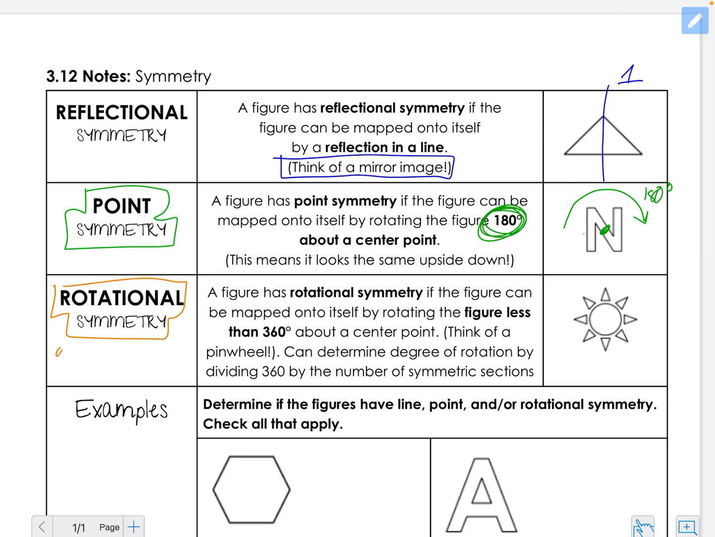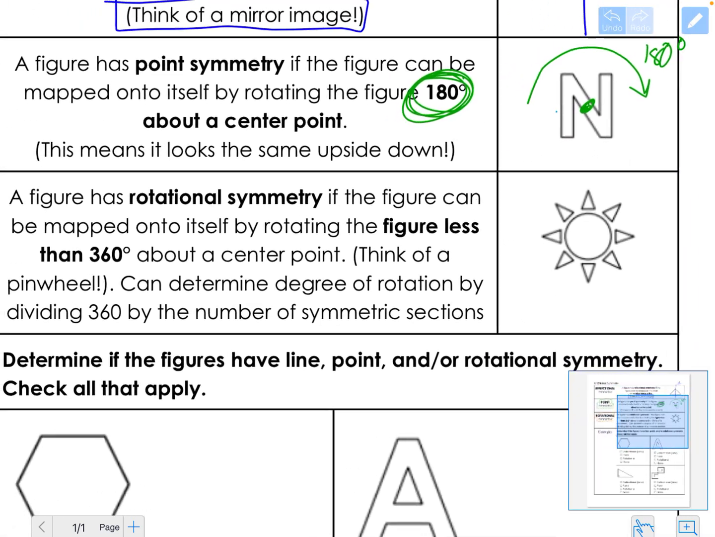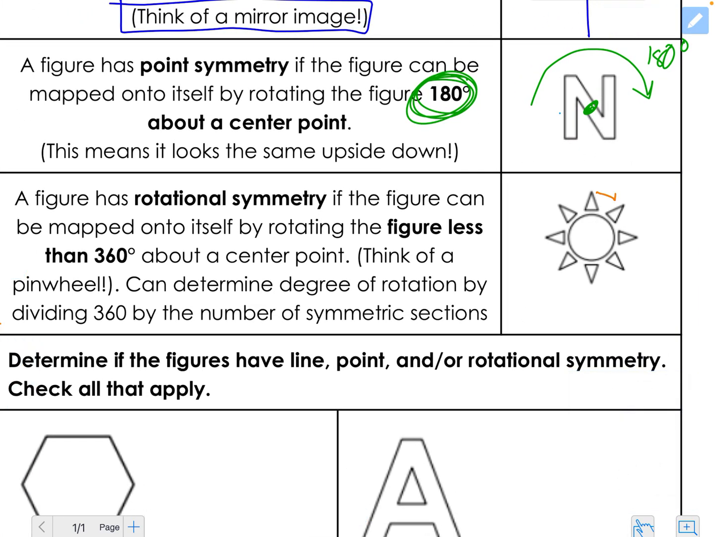Rotational symmetry also usually, I can't spell today, usually has reflectional symmetry. And so if we were to look at this figure right here, if I were to rotate it this way, it would be the same. That way, it would be the same. That way, that way, that way, so on and so forth, it would be the same.